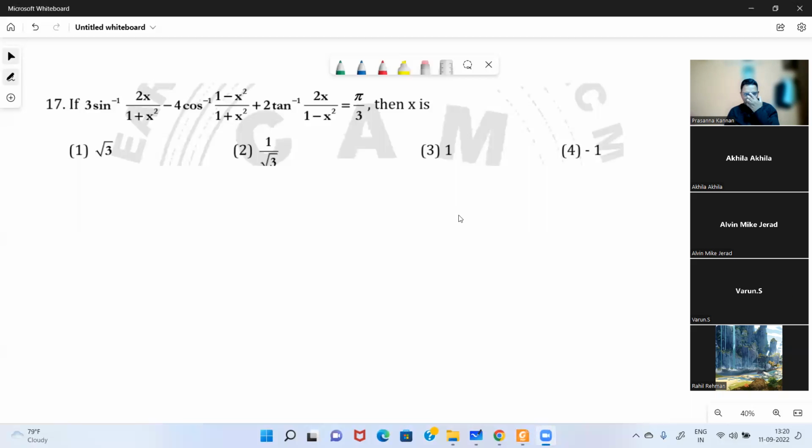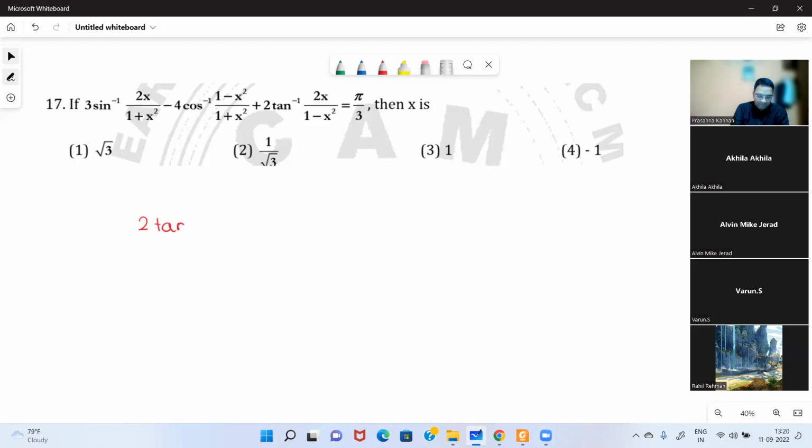Okay, let's now look at the next question. We have 3 sin inverse 2x by 1 plus x square minus 4 cos inverse 1 minus x square by 1 plus x square plus 2 tan inverse 2x by 1 minus x square is equal to pi by 3. Then what is x? In fact, in the previous class when we were discussing the formula, one important formula we saw.